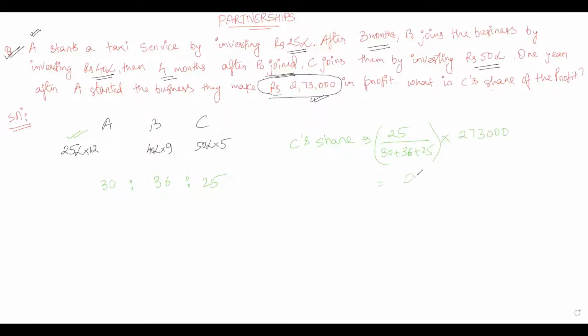So if you calculate this, this would be 25 upon 91 times of 2,73,000. So if you simplify this, this would be 3,000. So this would be 75,000. So the share of profit of C is simply rupees 75,000. So in this case we have seen where the amounts invested are different and also the time periods are different.